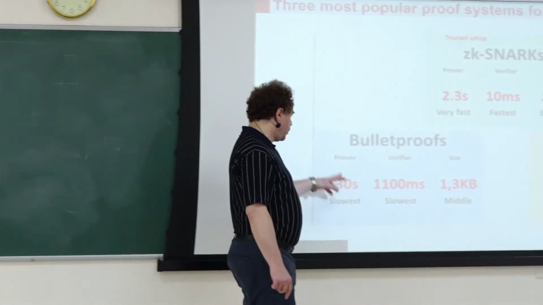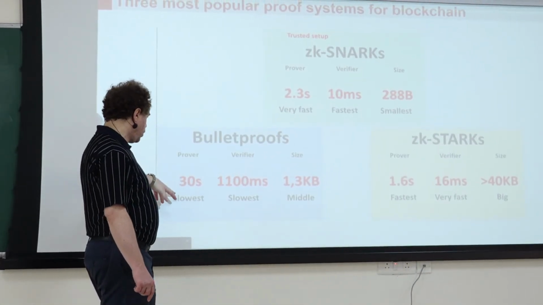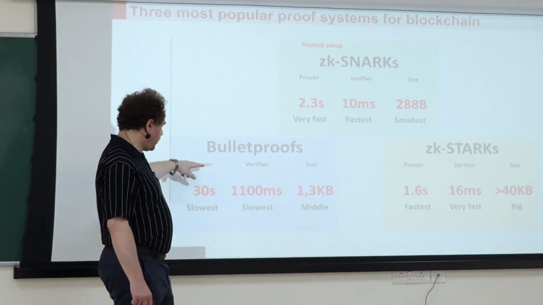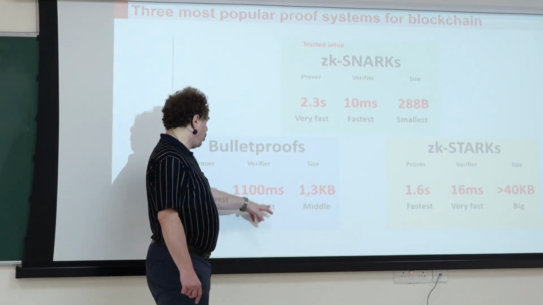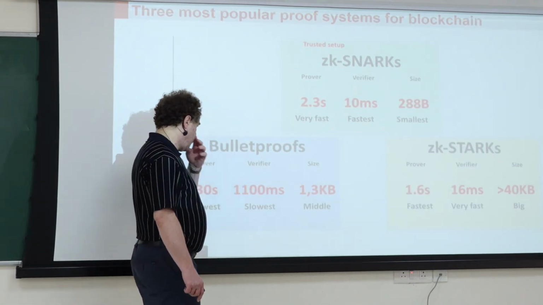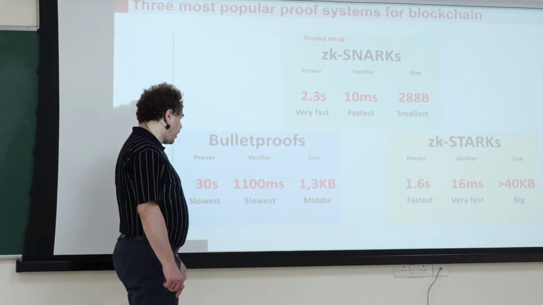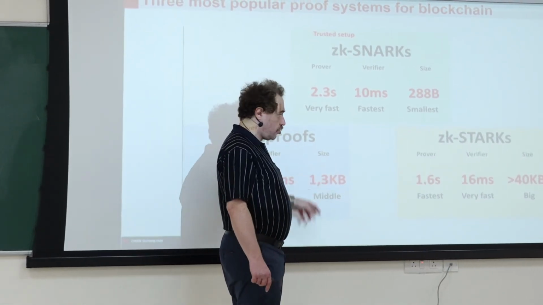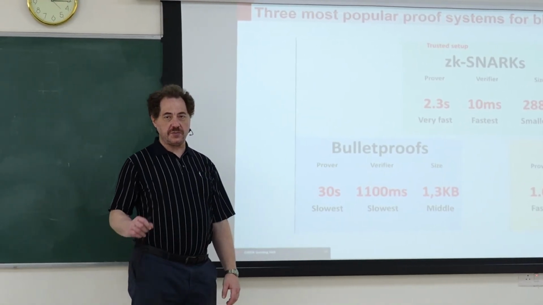You can see that bulletproofs are probably the worst of the bunch. They have the slowest proof production speed, in the order of 30 seconds. They have the slowest verification speed, in the order of 1,100 milliseconds. And the size of the proof is in the order of a small number of kilobytes. So it's medium.